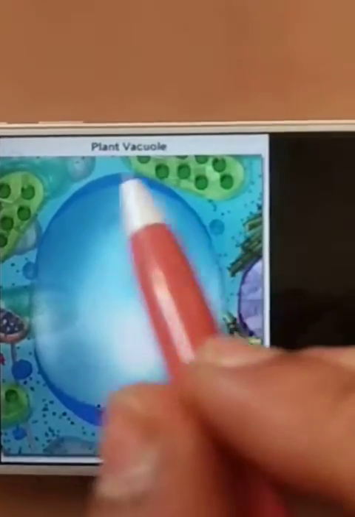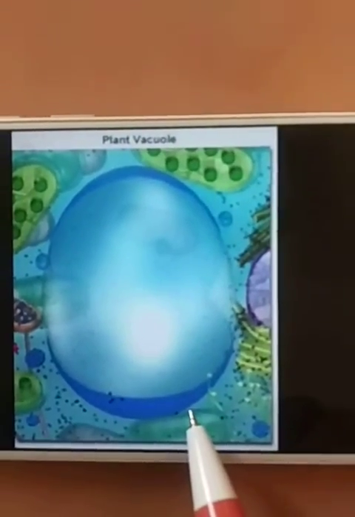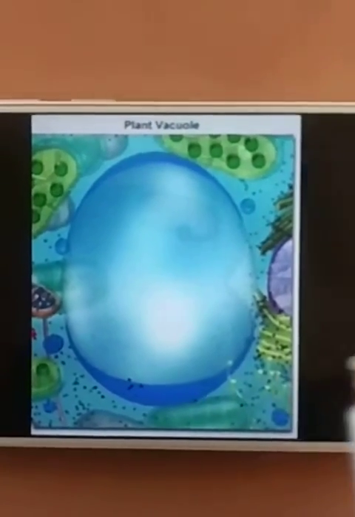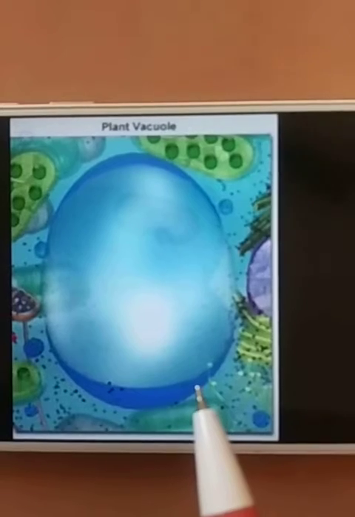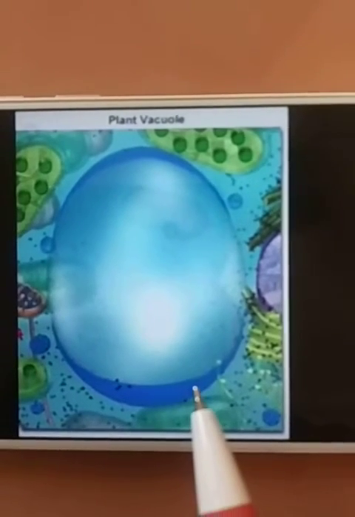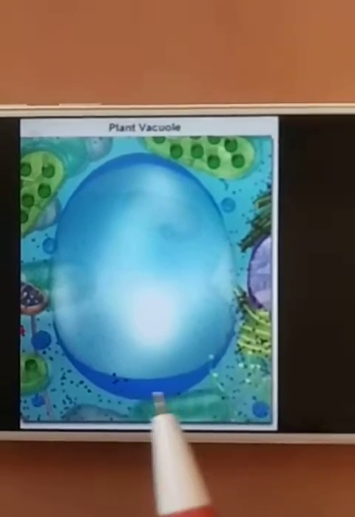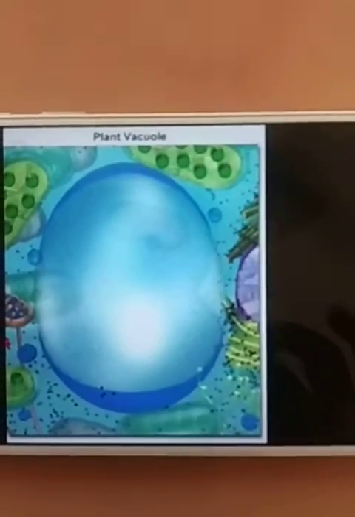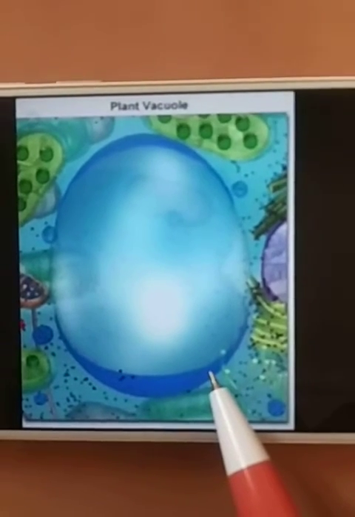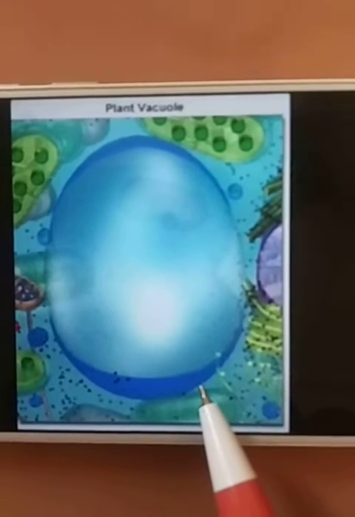In plant cells, vacuoles are present at the center of the cell. They are very large and single. While in animal cells, mainly they are absent, but if present, they are large in number and very small in size. The term vacuole means empty space, empty sacs, a bag-like structure.